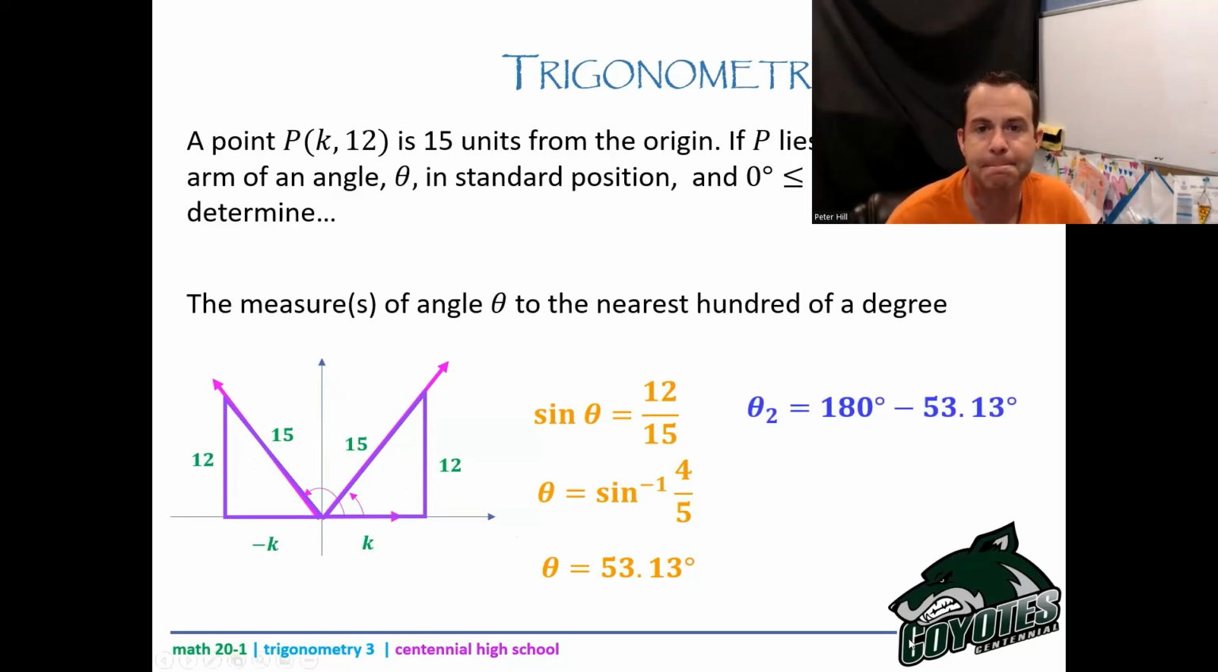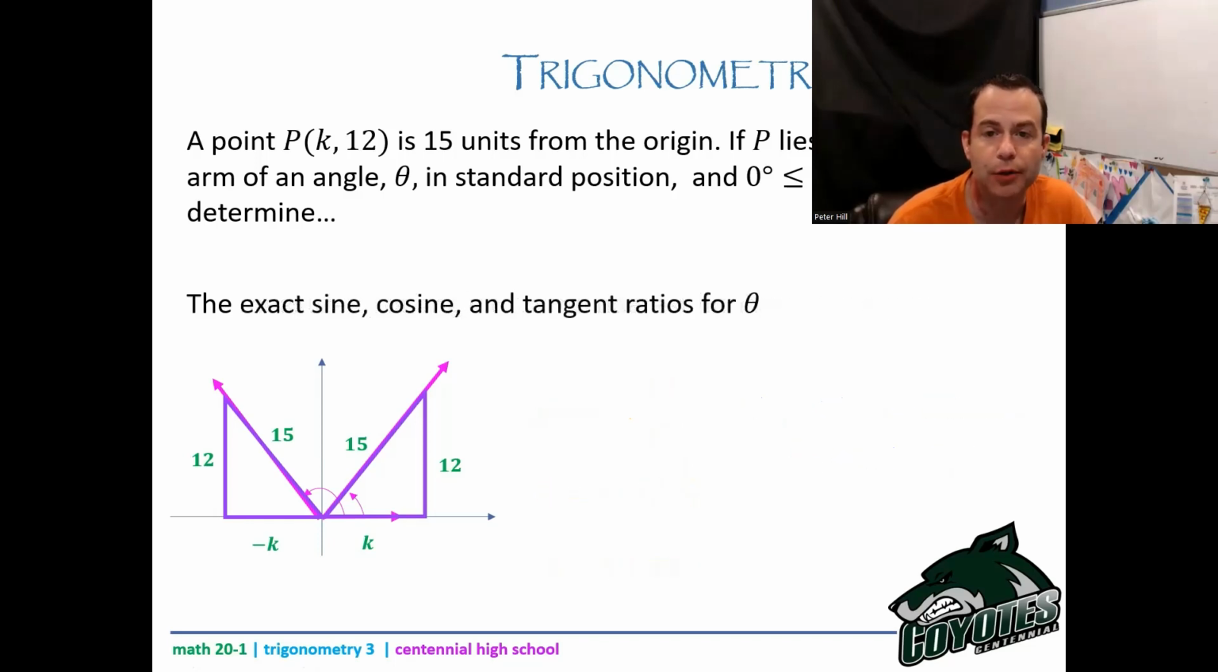Okay, awesome. Now that will be 126.87 degrees. And we're going to go to the next section, which is the exact sine, cosine, and tangent ratios for theta. Now, in order to do that, I need my k value.